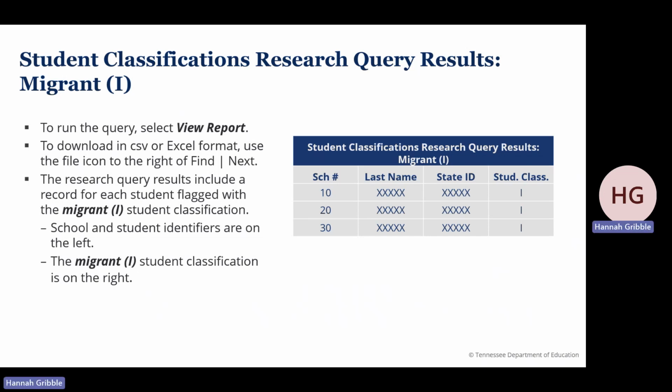The research query results include a record for each student flagged with the Migrant I student classification. School and student identifiers are on the left. The Migrant I student classification is on the right.